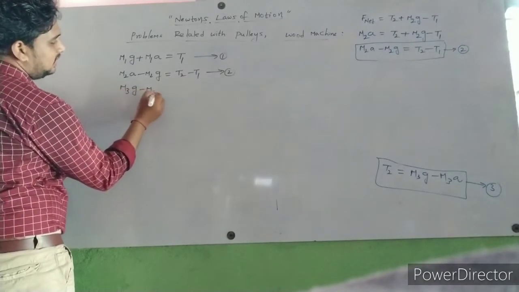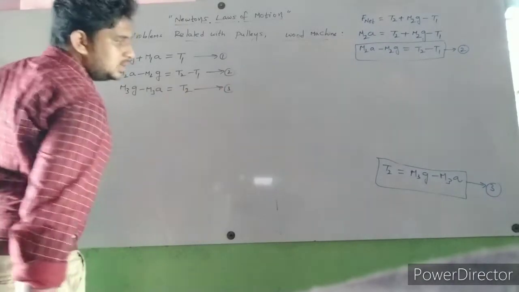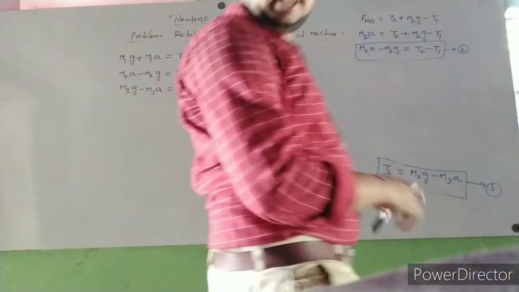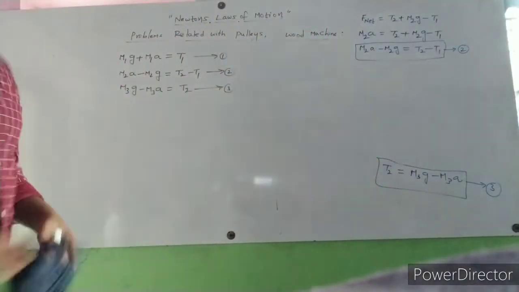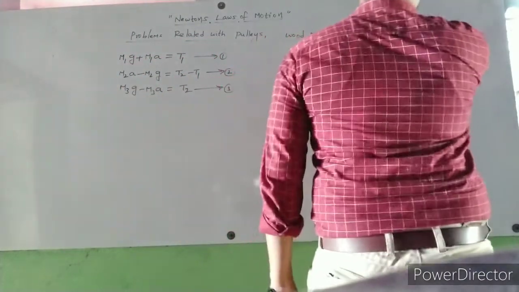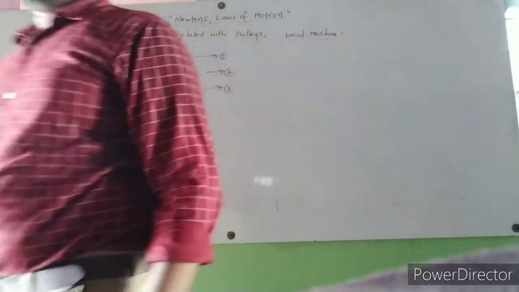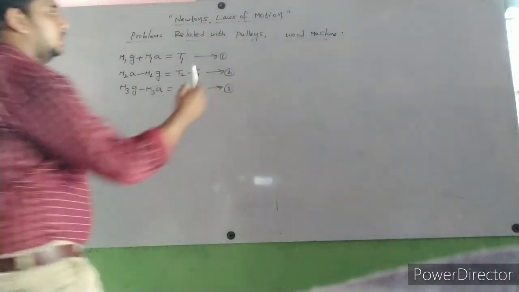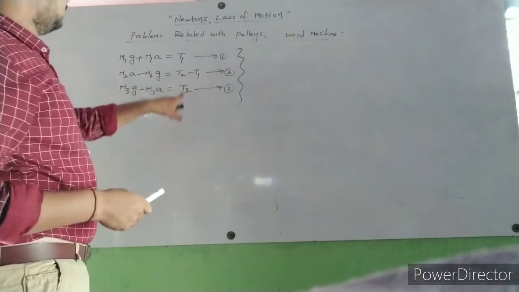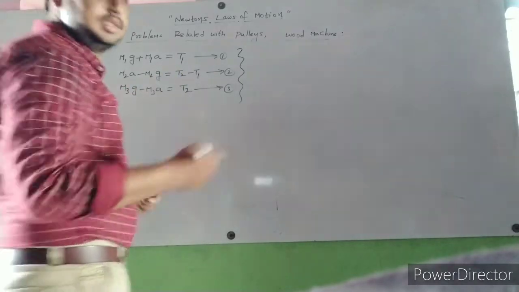Third equation: M3G minus M3A is equal to T2. This is the third equation. Okay, from these equations 1, 2 and 3, we are solving them. Definitely we'll get acceleration and tensions T1 and T2. So observe carefully. T2 value we know, T1 value we know. Substitute those two values in equation 2.